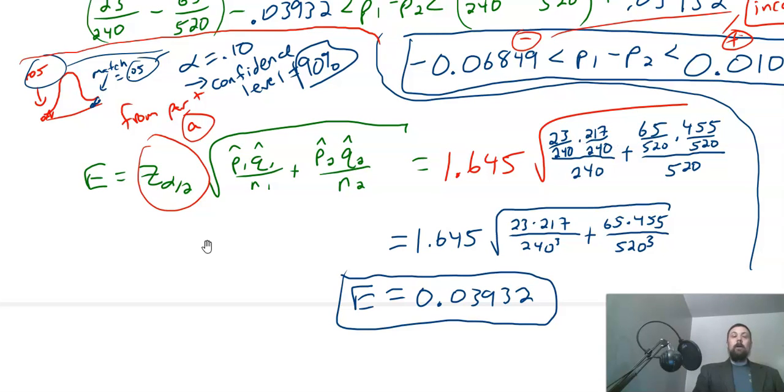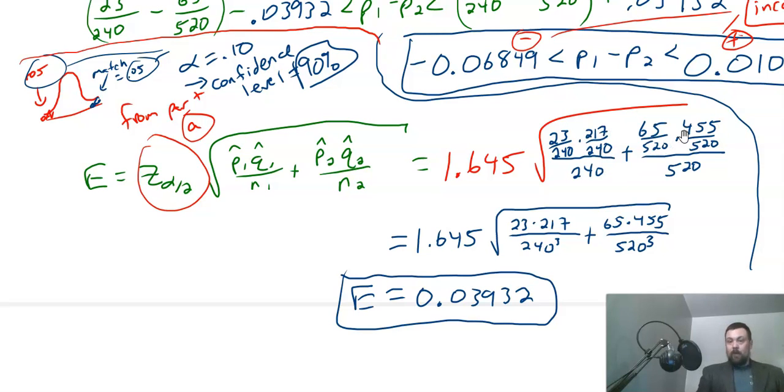P1 hat we already knew. Q1 hat we find by taking 1 minus P1 hat. And again, I use the shortcut. 240 minus 23 gives me the 217, which is a number that's actually provided in the problem itself. These are the number of people that do not write with their left hand. It's the number of failures, right? Over the sample size, which is 240.